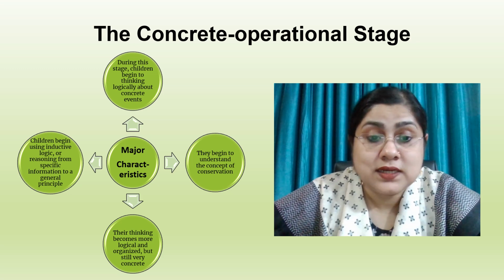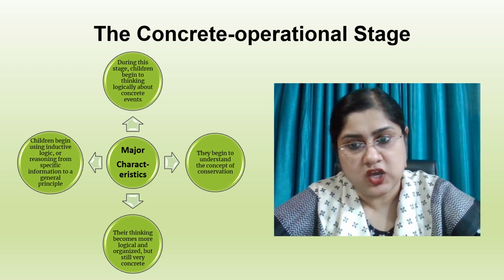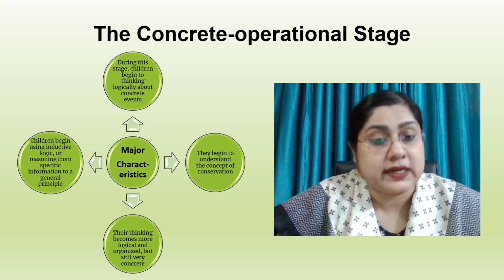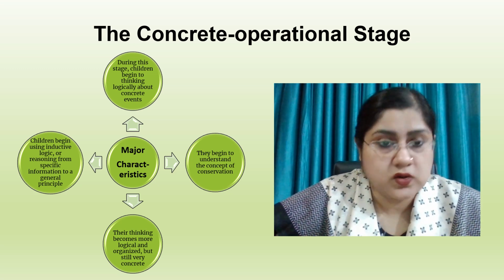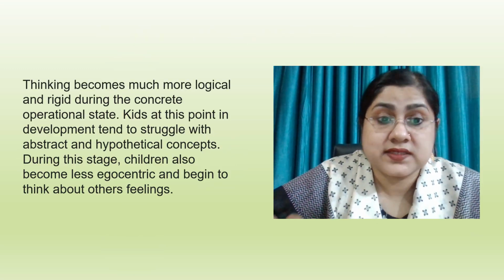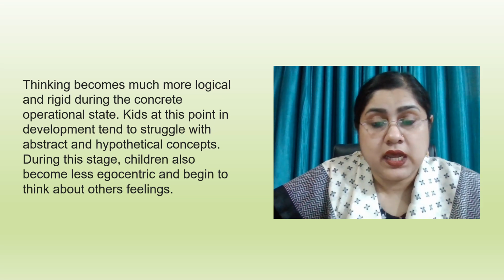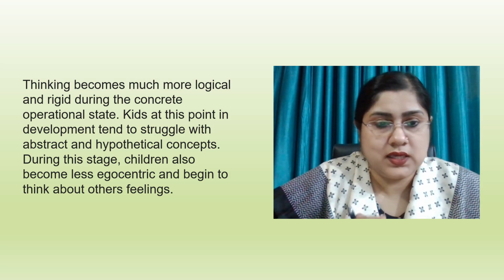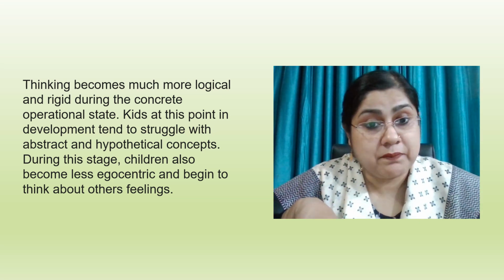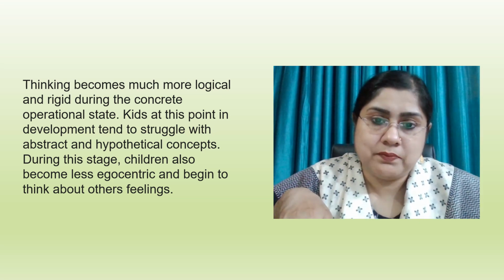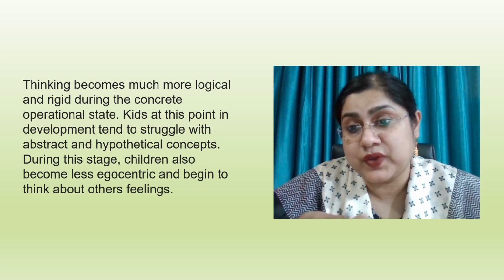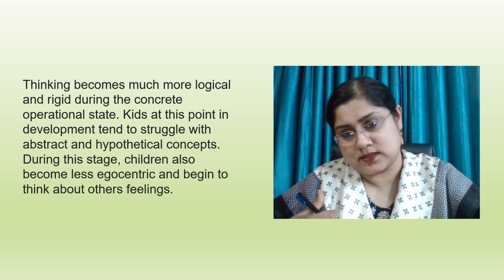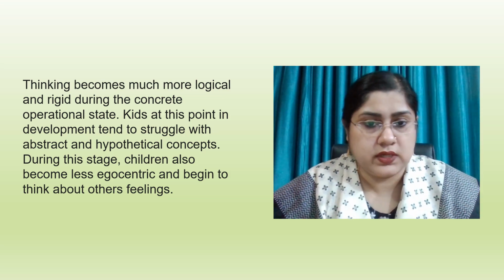Children start using inductive logic, or reasoning from specific information to a general principle. So these are a few of the characteristics seen in this concrete operational stage. While children are still very concrete and literal in their thinking at this point, they become much more adept at using logic. The egocentrism of the pre-operational stage begins to disappear as children become better at thinking about how other people might view a situation. They have started to think about others. They are now not focused only on themselves.